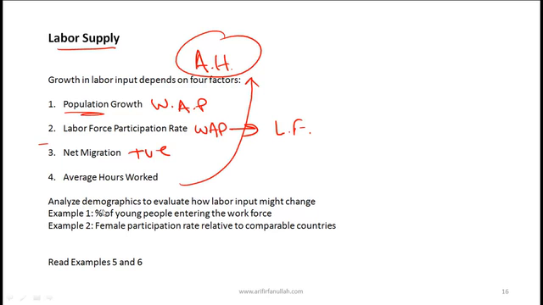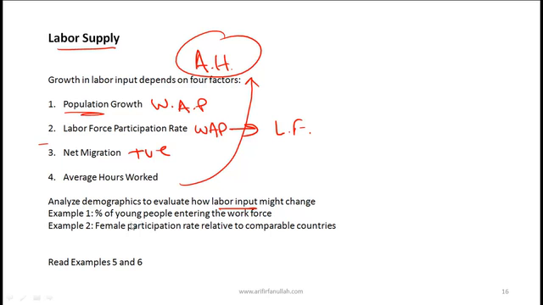We as analysts need to understand the demographics and evaluate how labor input or the total number of hours might change in the future. The sorts of things that we need to look at are as follows. For one, we can look at the percentage of young people entering the workforce. So if you take a country like Turkey, where the percentage of young people entering the workforce is relatively high, then that is a positive sign. If you take a country like Japan, where the percentage of young people entering the workforce is relatively low, that is a negative.